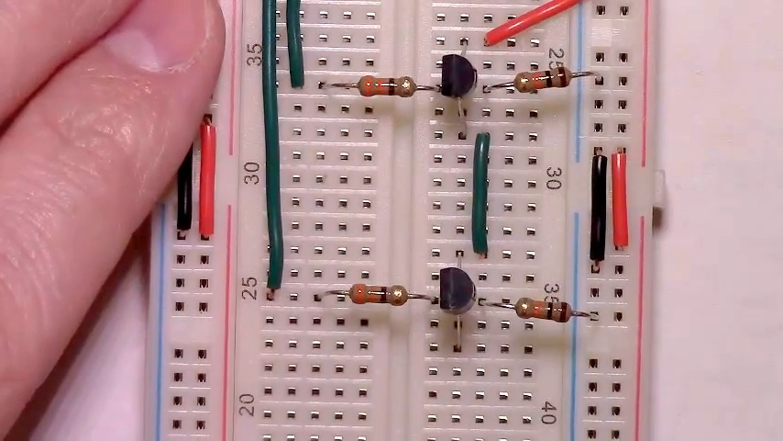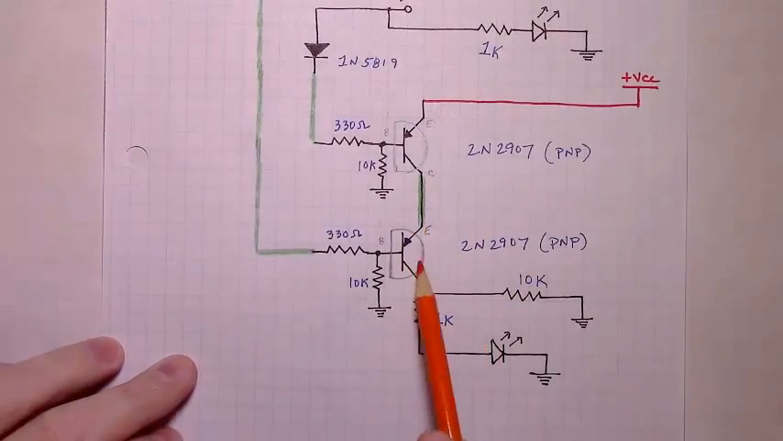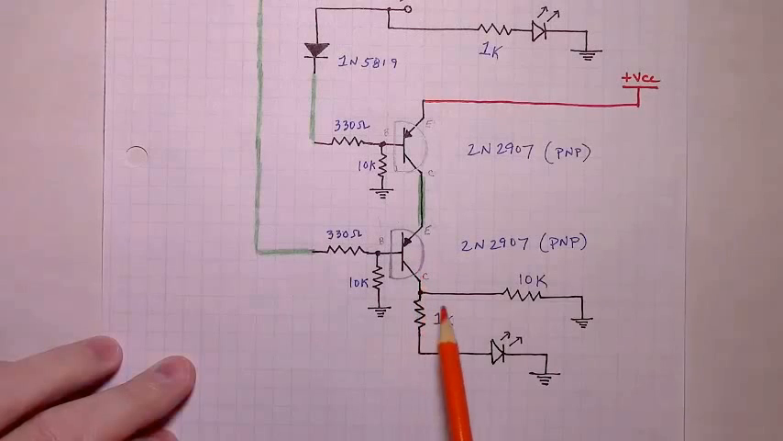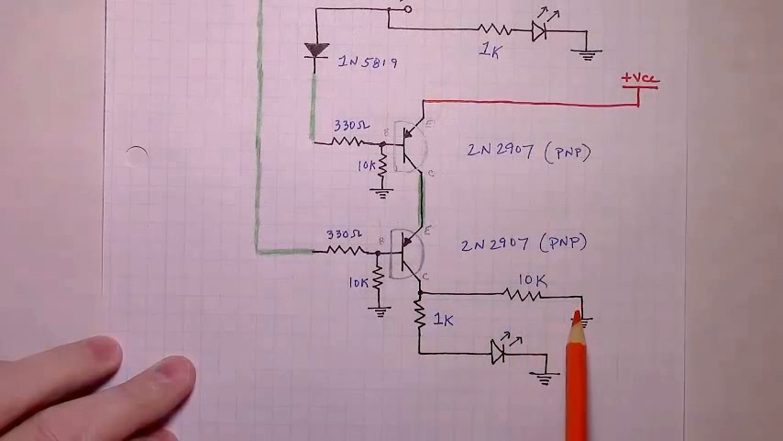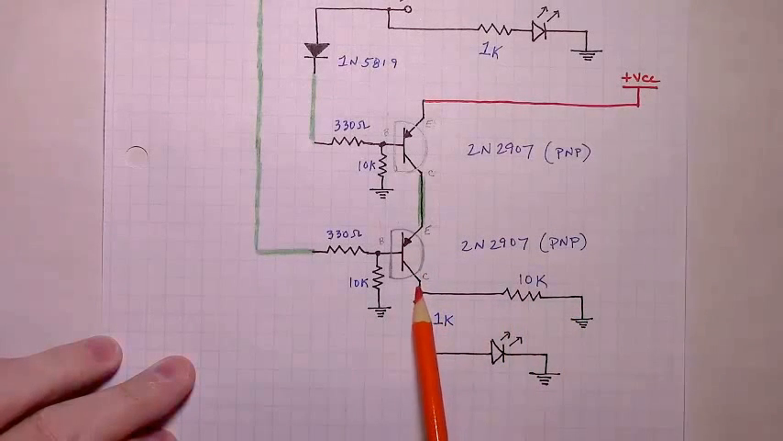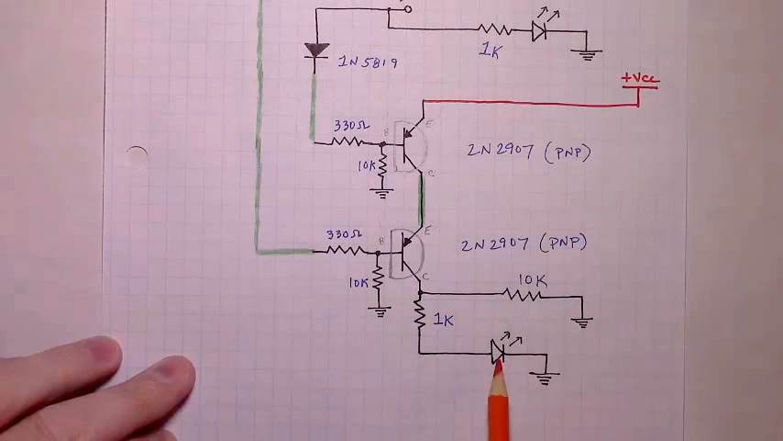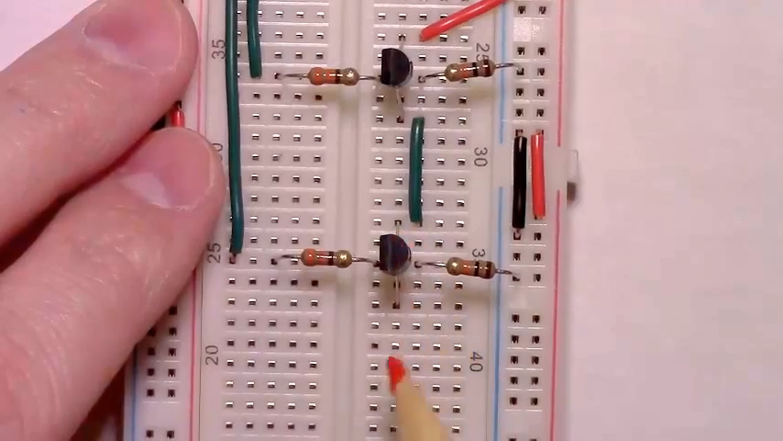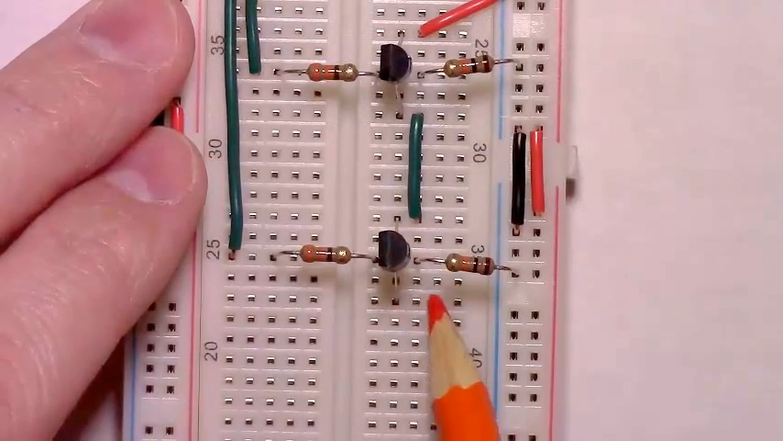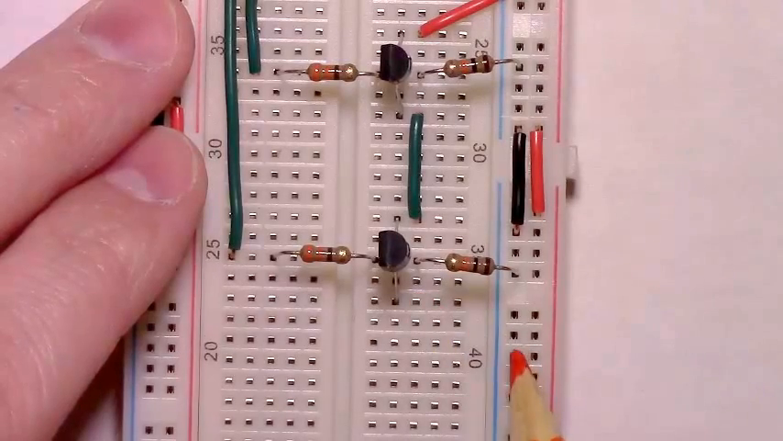Back to the schematic. Now we can make our final connections. At the collector of the second PNP, we need a 10K resistor to ground, as well as, in the same row as the collector, a 1K resistor through our output indicator LED to ground. Those are the last connections we need to make. Here's our second PNP, its collector leg. We need a 10K in this rail to ground.